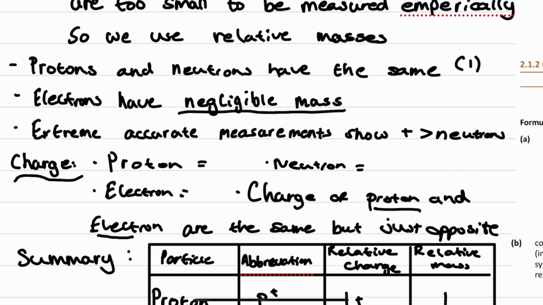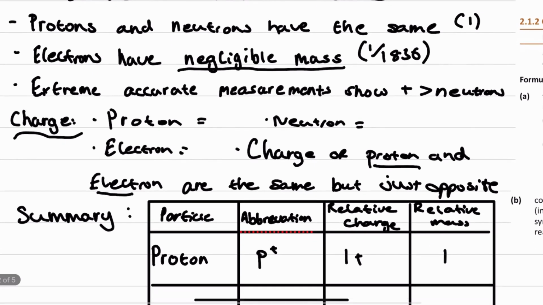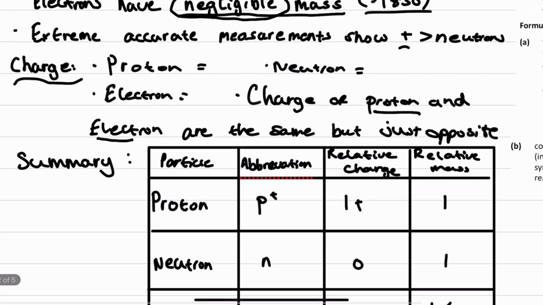Electrons, on the other hand, have a negligible mass, the exact mass being 1/1836. Now, I don't believe you need to know this number directly, but just in case, it's very good to know it. The main statement, however, is negligible mass. Extremely accurate measurements do show that the proton weighs more than the neutron, but for OCR, all you need to know is that they weigh the same.